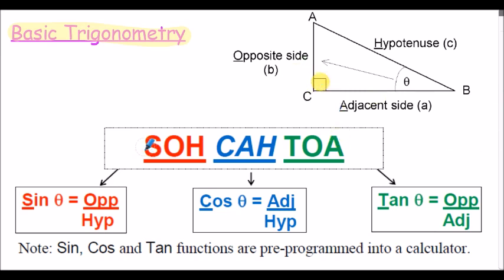The mnemonic SOHCAHTOA is often used to remember the various trig functions. The SOH here signifies the sine of an angle is the opposite side of the triangle divided by the hypotenuse. The CAH here denotes the cos of the angle is the adjacent side of the triangle divided by the hypotenuse. And the TOA relates to the tangent of the angle, which is the opposite side divided by the adjacent side.